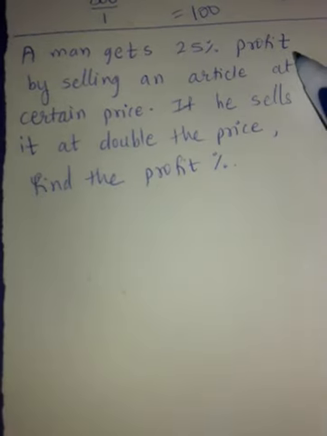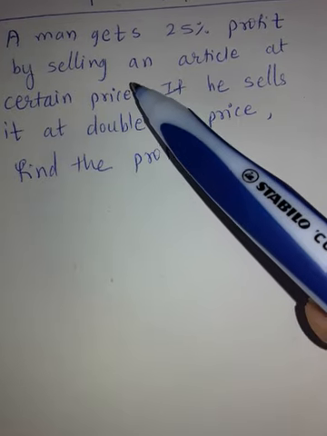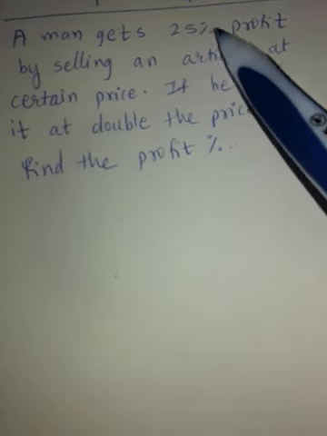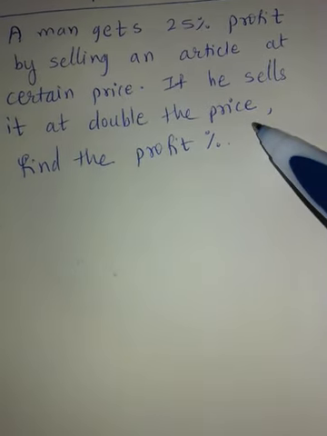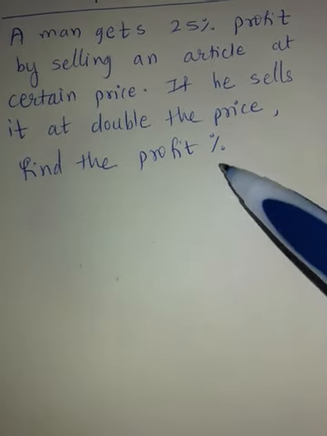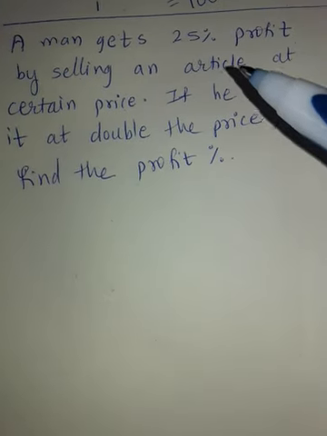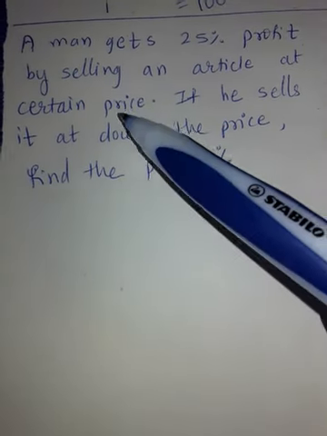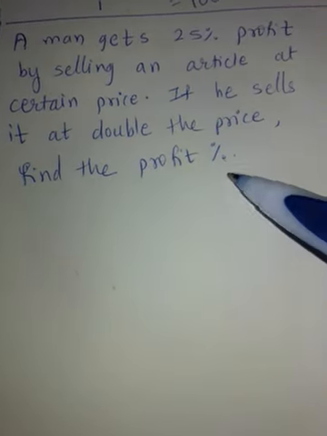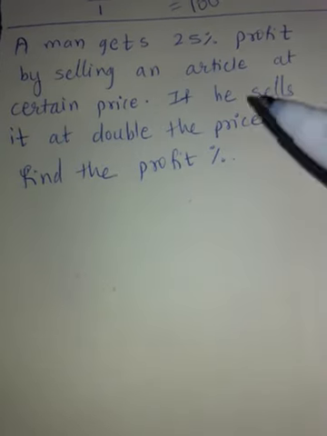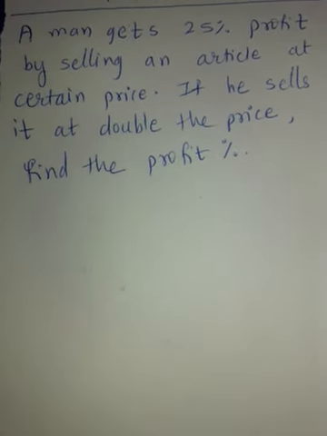A man gets 25% profit by selling an article at a certain price. So here we are not given the selling price. We are only given 25% profit and a certain selling price. If he sells at double the price, find the profit percent. Now when we read it, many students tend to answer that 25% profit with a single SP, so if SP is doubled, profit will also be doubled. It's 25% profit, so here it will be 50% profit. If you think like this, then you are 100% wrong. Let's see how to solve this.